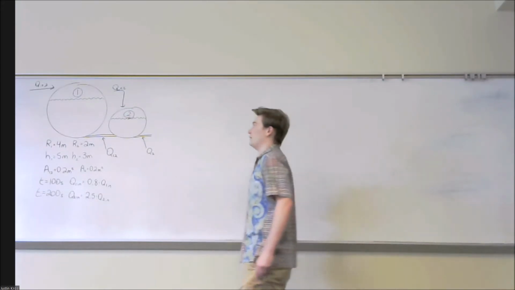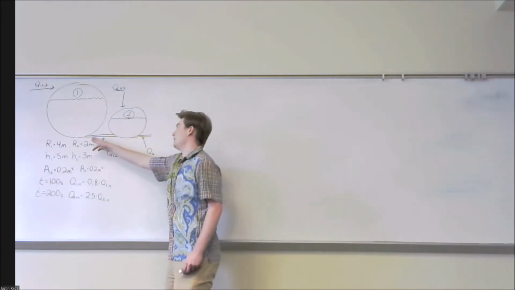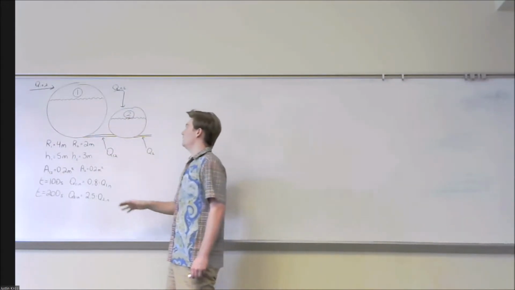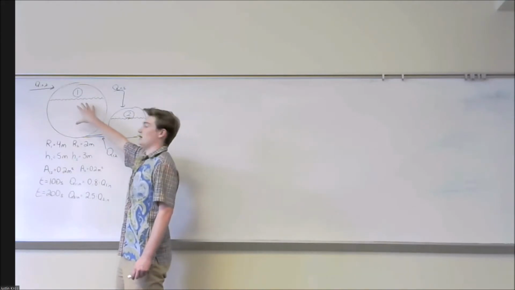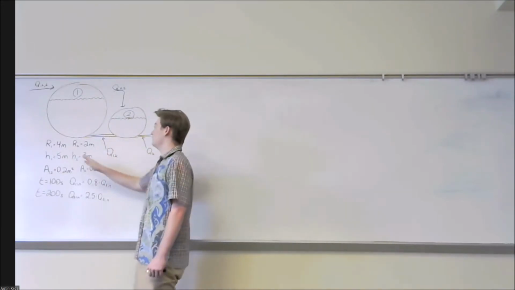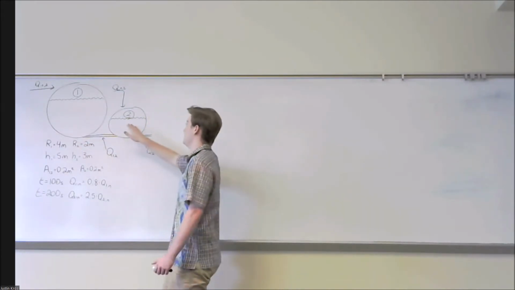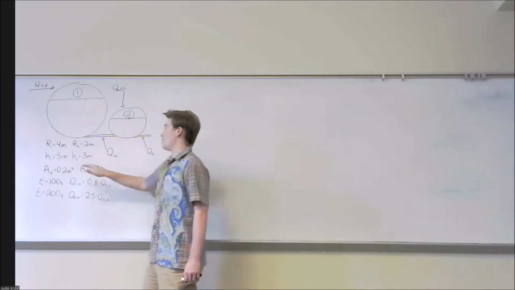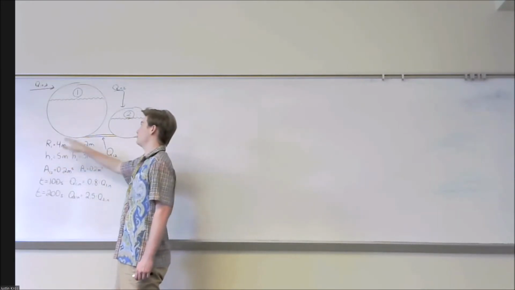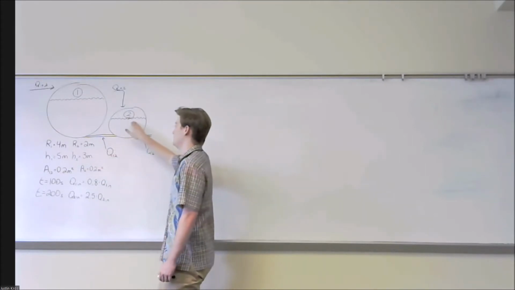So in the problem statement, we are given that there are two cylindrical tanks connected with piping at the bottom. They both have a certain amount of fluid in each, and the specifications of all of that are given here. So the radius of the first tank we're going to say is 4 meters, while the radius of the second tank is 2 meters. We're also going to say the height of the fluid in the first tank is 5 meters, and the height of the fluid in the second tank is 3 meters.